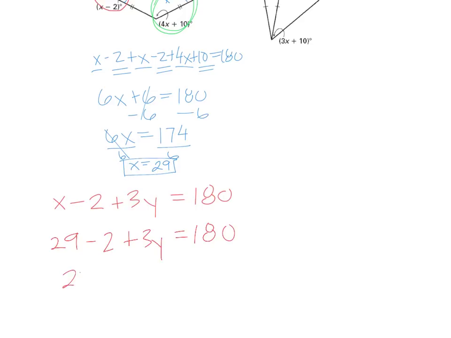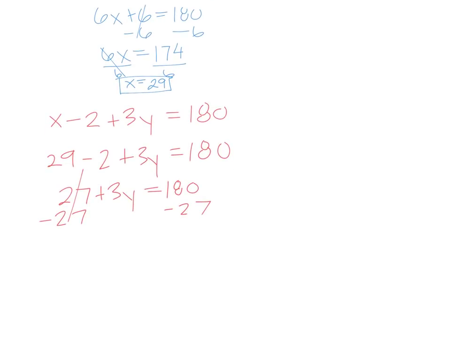All right, then I have 27 plus 3y is equal to 180. Subtract 27. I have 153 is equal to 3y. So I divide by 3, and y is equal to what? It's equal to 51. Done.